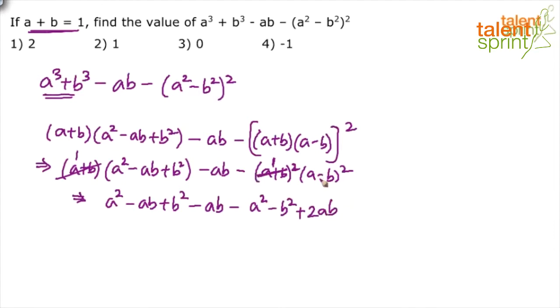This was minus of (a minus b) whole square. So (a minus b) whole square is a square plus b square minus 2ab. When you multiply with the negative sign, we will get minus a square minus b square plus 2ab. Now simplify this: a square minus a square, plus b square minus b square, minus ab and plus 2ab get cancelled. So this reduces to 0. So we can say that the answer here is option 3, 0.